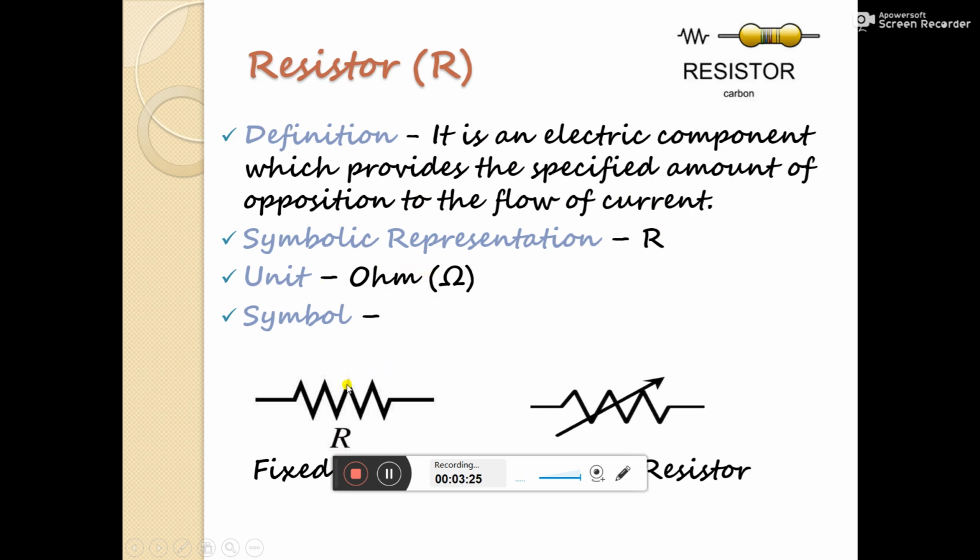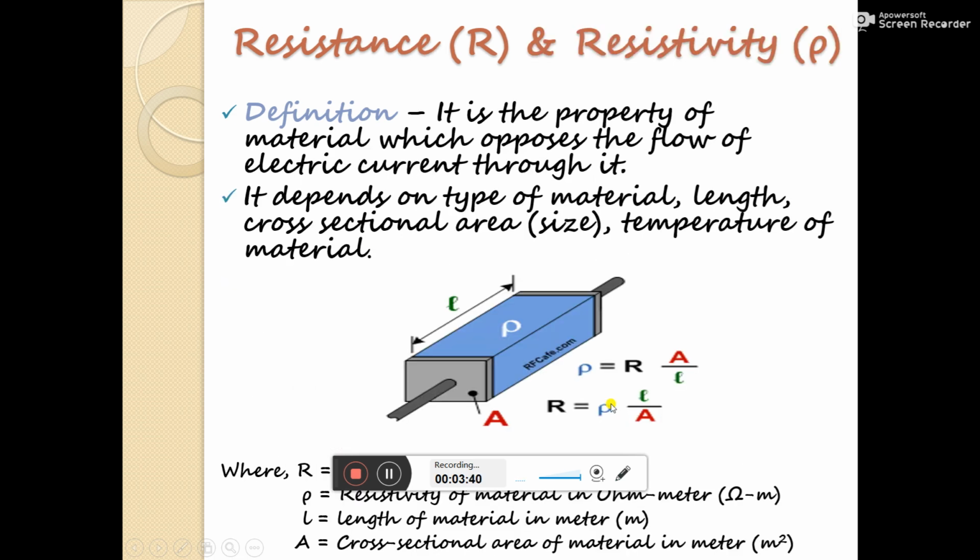So here the two symbols are shown. First represents the fixed resistor and second represents the variable resistor, where you can see an arrow marked with it. That represents the value of resistance can be varied.